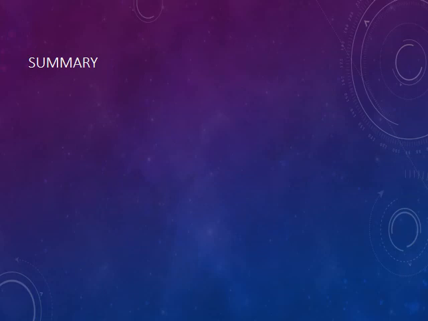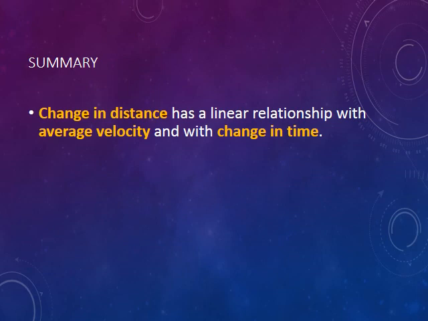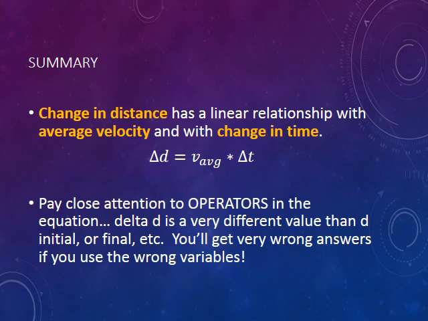So to summarize what we've covered today, we determined that the change in distance has a linear relationship with an object's average velocity and with its change in time. So this is the equation we're going to be using relating the three variables. It's really important that you pay close attention to the operators in this equation. Delta D is very different value than D initial or D final, so we don't want to get those all mixed up. You'll get very wrong answers if you use the wrong variables, so pay close attention to the operators that we're going to be using.